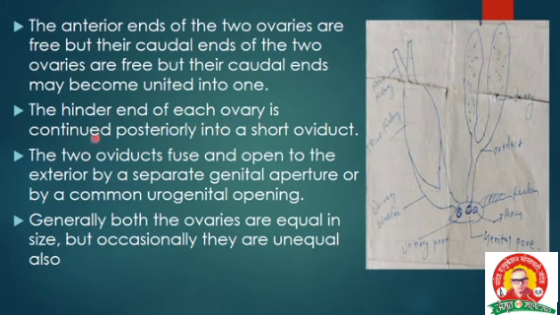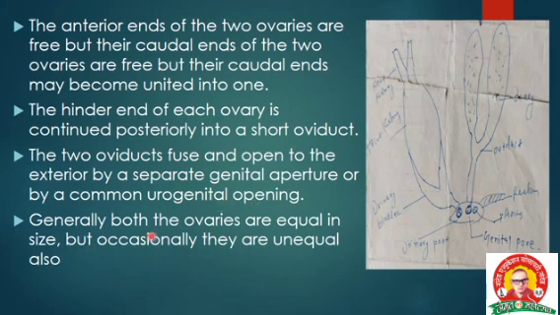The end of each ovary continues posteriorly into a short oviduct. This is the oviduct. The two oviducts fuse and open to the exterior by a separate genital aperture or by a common urinogenital opening. That is the urinogenital opening.